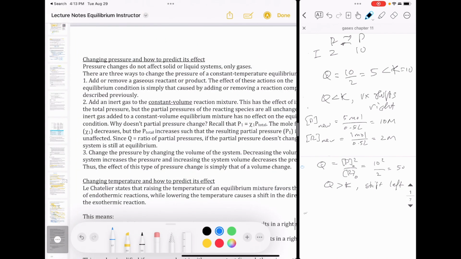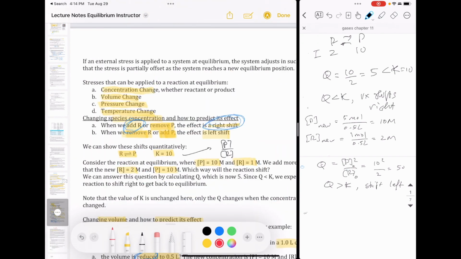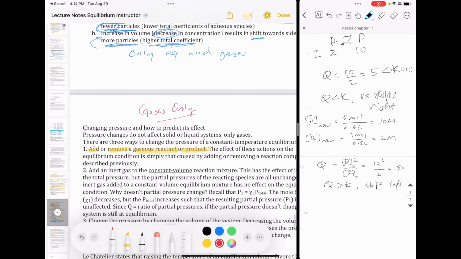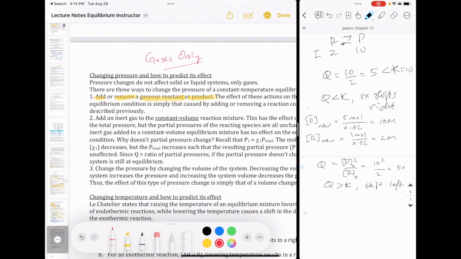Let's now talk about pressure. So pressure is a little unique because there's really a few ways to change pressure. It's important to keep in mind that we're only talking about gases. Pressure of the gases can be changed 3 different ways. The first is just by either adding or removing a gaseous reactant or product. The way you predict the shift in this case is the same exact way as what we had discussed earlier in this portion of lecture, okay? So if you add reactant, you expect it to shift to the right. If you remove reactant, you expect it to shift to the left.